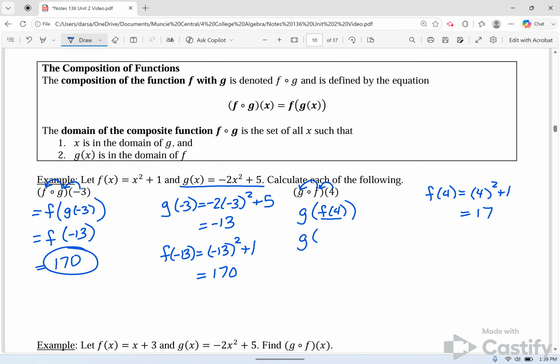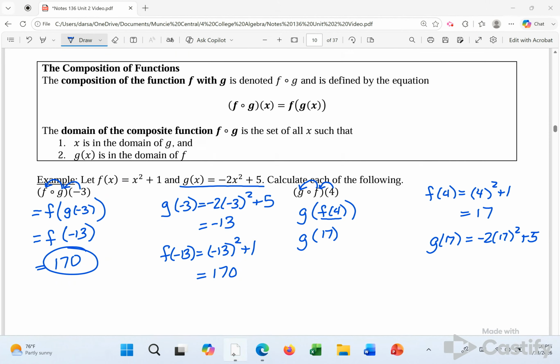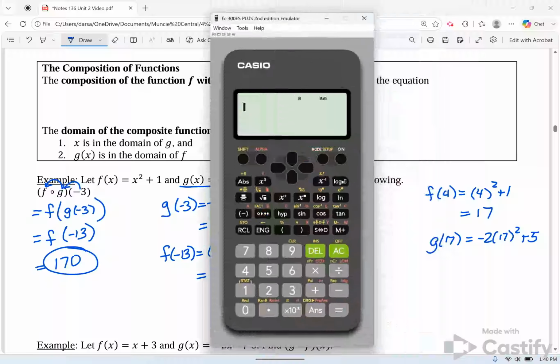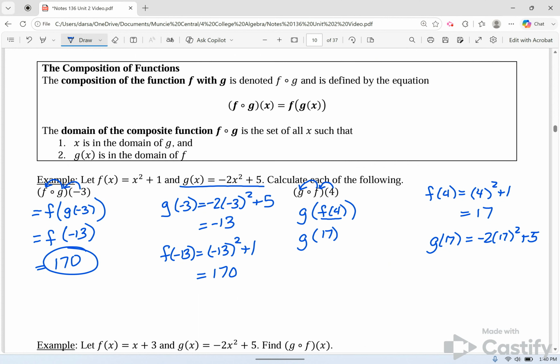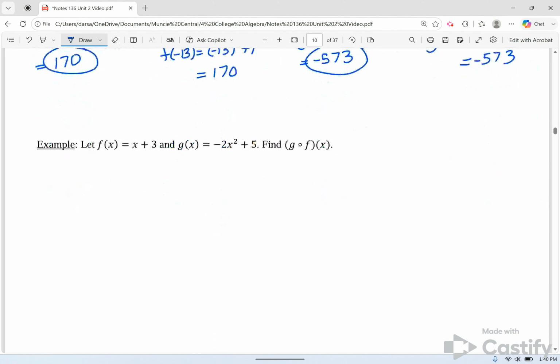Now, what is g of f of 4? Well, that's g of 17. What is g of 17? Well, that's negative 2 times 17 squared plus 5. I'm going to have to break out a calculator on this one. Let's pull out our handy dandy Casios here. So we have negative 2 times 17 squared plus 5, and we get negative 573. So g of f of 4 is negative 573. That's when you're using a number and plugging that into the inside function and then into the outside function.